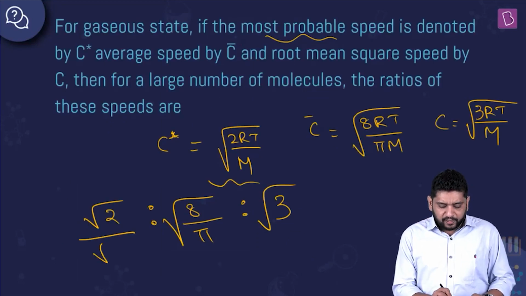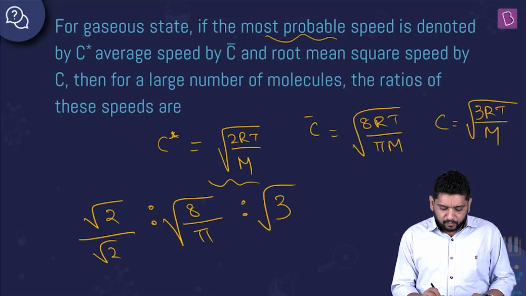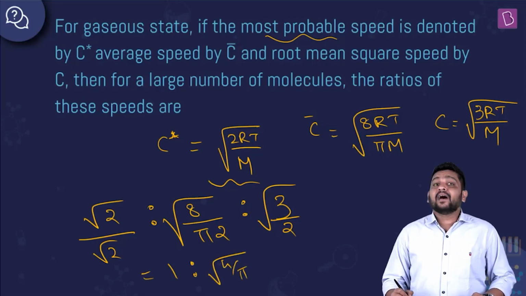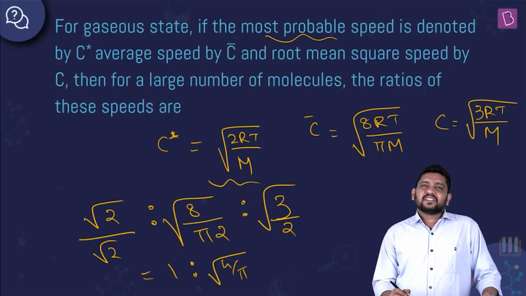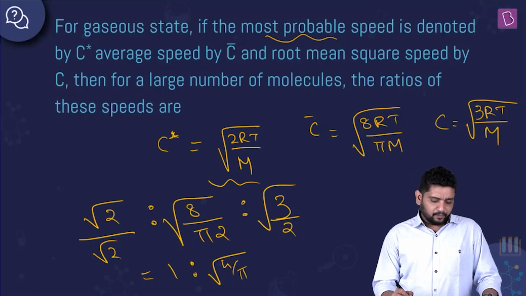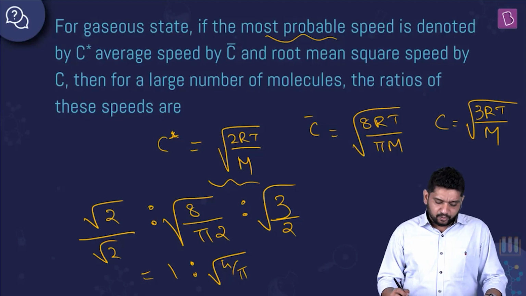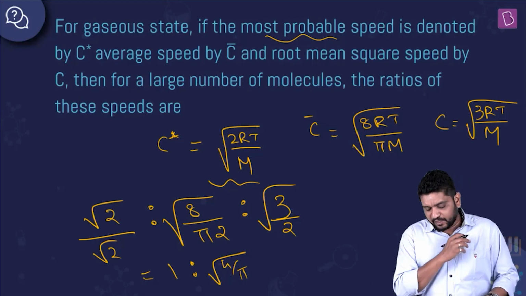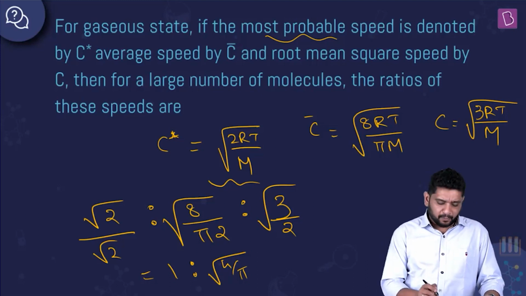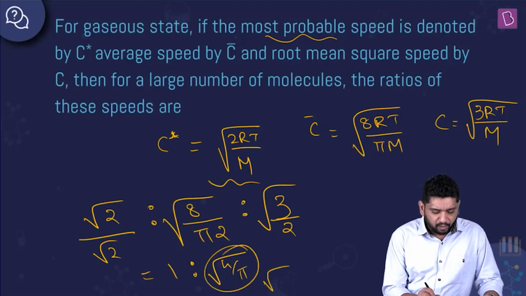So for that, what will I do? I'll divide throughout by root 2. So root 2 by root 2 is obviously 1, and 1 is to root of 4 by pi. So 4 by pi would be how much? 4 pi is roughly 100 by 8, 12.56 is 100 by 8, so 8 goes to the numerator. So 16 into 8 by 100: 16, 80, 48, 128, that is 1.28. Roughly, this is root of 1.28.